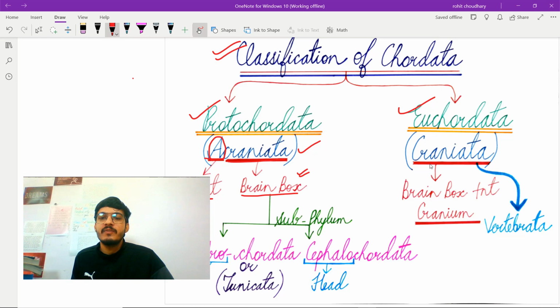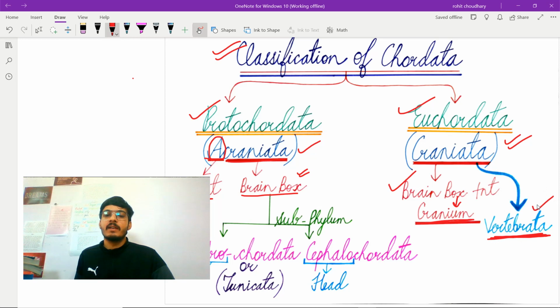Euchordata consists of the organisms in which a brain box is present, and the brain box is termed the cranium, and the organisms are known as craniata. And craniata में कौन आ जाता है? Vertebrata. जिनके अंदर ब्रेन बॉक्स प्रेजेंट होगा वो craniata होंगे और इसमें vertebrates आएंगे.